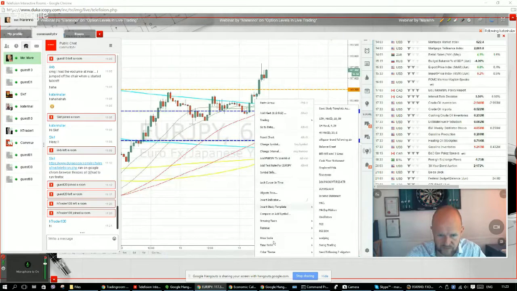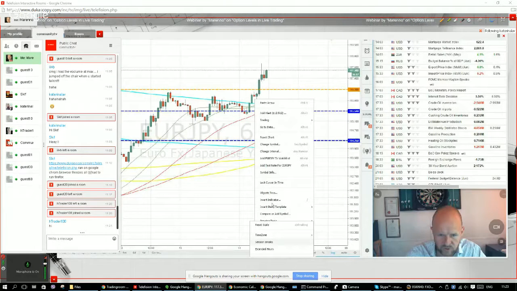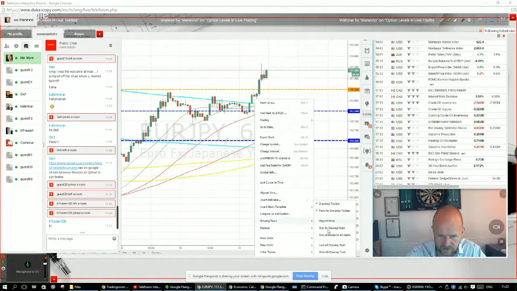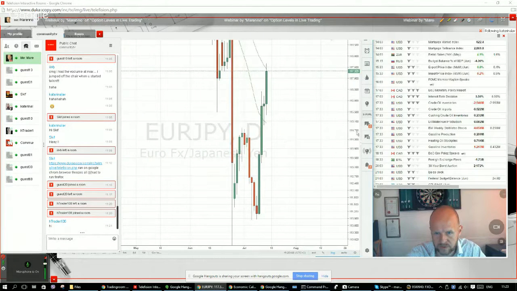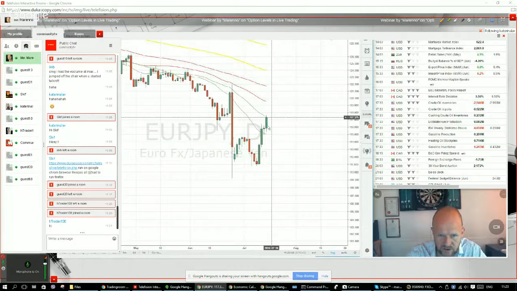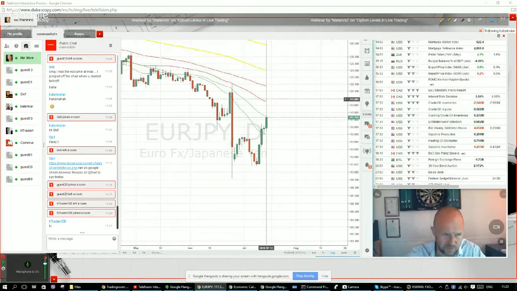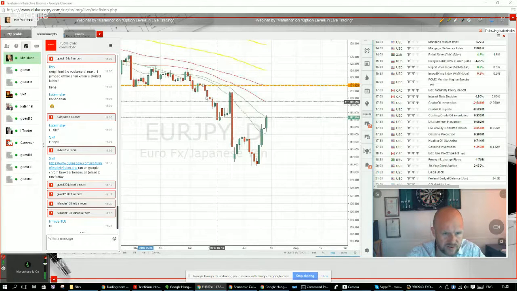Let me remove all these drawing objects from the chart. Switch to daily. Let's have a look at what is happening on the daily chart. So basically the price is going up. We didn't have any reversal patterns yet. So catching a reversal today is not the best idea. Basically, the price can go further up towards this area here at 1 to 1.825.